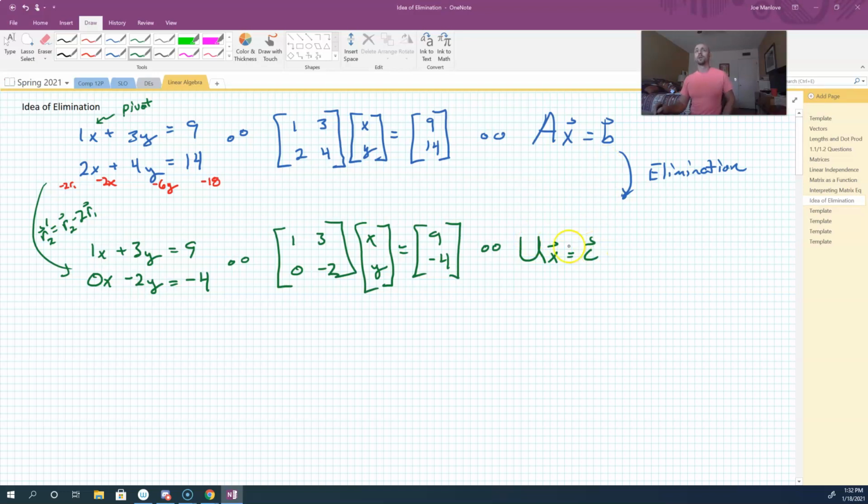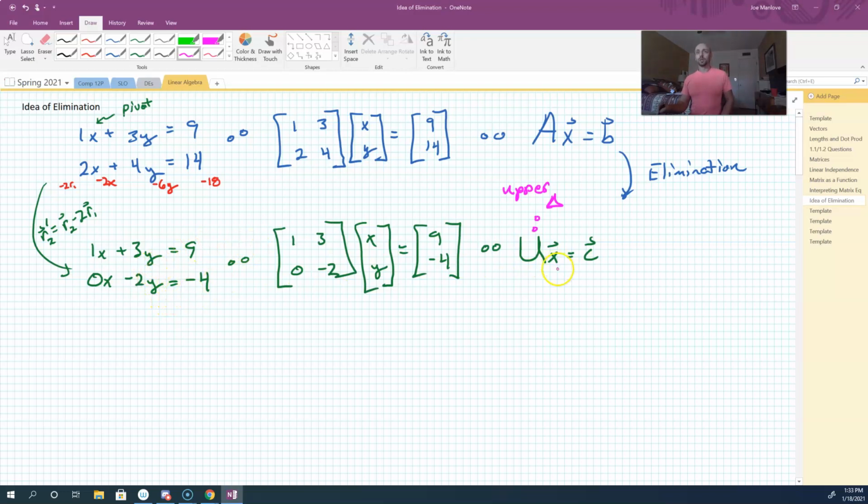Does that make sense? I'm calling this U because this matrix is what's called upper triangular, meaning on the diagonal it has numbers, above the diagonal it has numbers, and below the diagonal it has zeros. So any matrix with only zeros below the main diagonal is called upper triangular. Put that in here. This is an upper triangular matrix.